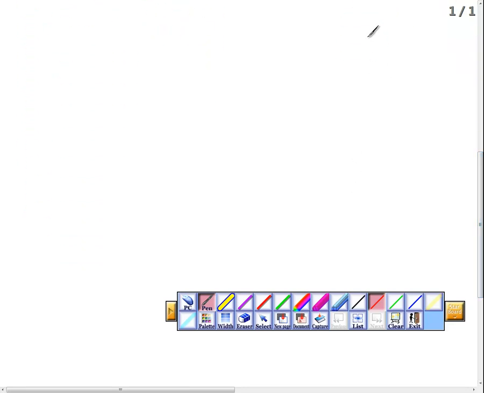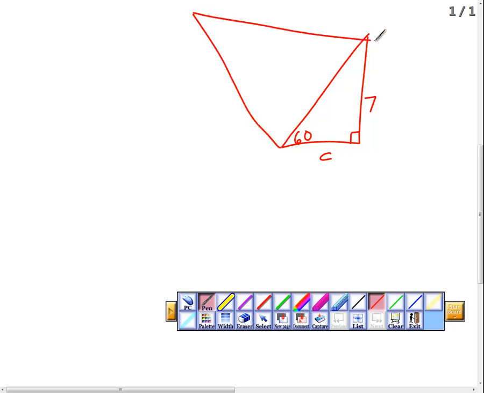All right, so we have one triangle, and we had 60, and then 7, and C. And then we had another triangle. It kind of came across like this. And that was 45. Well, one way to look at this is to look at one triangle at a time. Okay, what we want to do here is go ahead and find the exact value of each part.